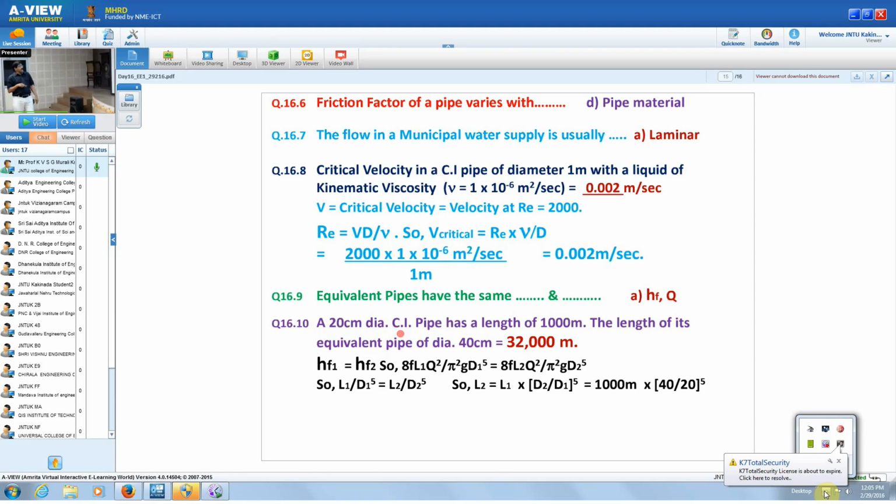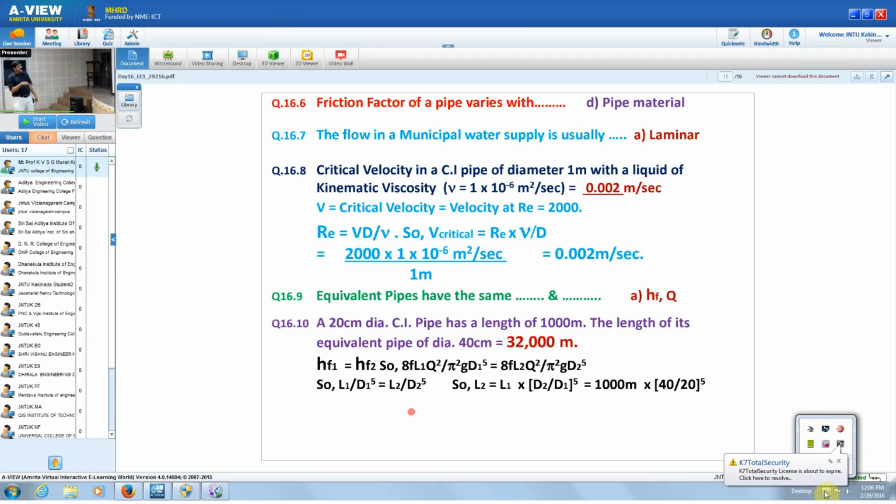So HF is equal to HF1 is equal to HF2. So what is HF? 8FLQ square by pi square g d to the power of 5. So 8 into F into L1 into Q square divided by pi square g d1 to the power 5 is equal to that of L2, Q square by pi square g d2 to the power 5. For the same discharge, that is why I have put Q. Here it is L1, here it is L2. Here it is D1, here it is D2. All these things get cancelled. You will get L1 by D1 power 5 is equal to L2 by D2 power 5.